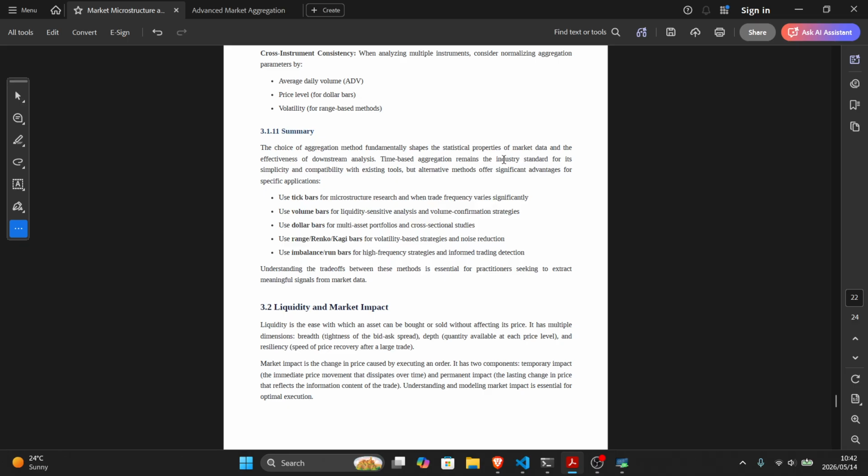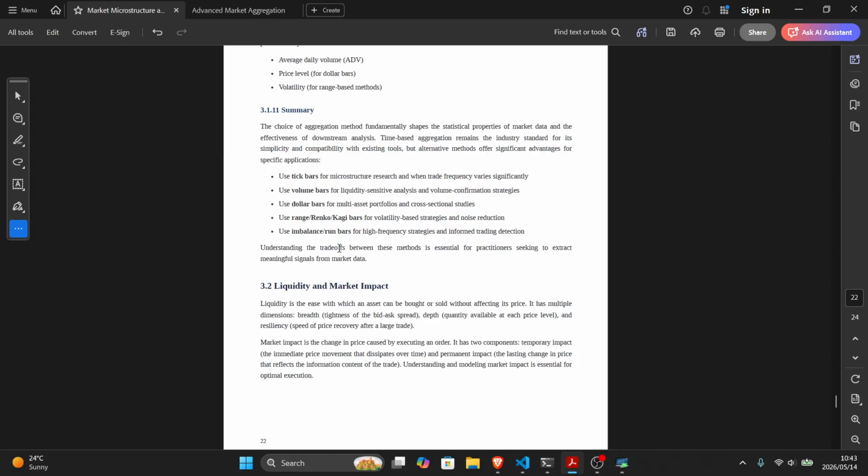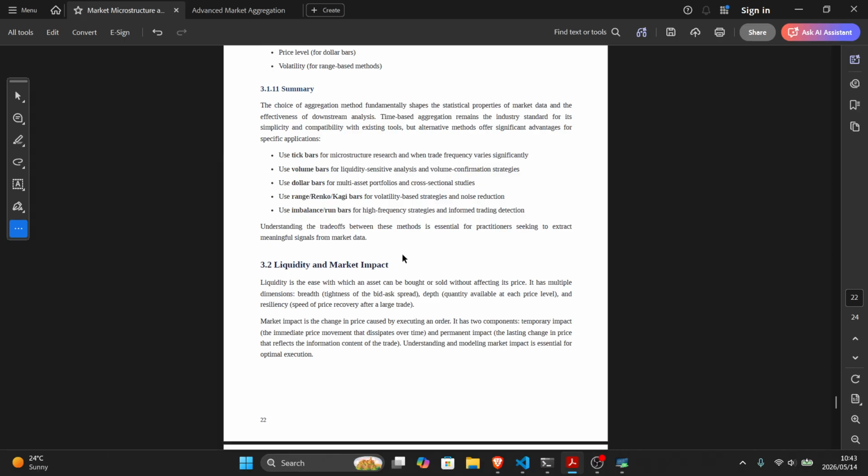Time-based aggregation remains the industry standard for its simplicity and compatibility with existing tools, but alternative methods offer significant advantages for specific applications. Use tick bars for microstructure research and when trade frequency varies significantly. Use volume bars for liquidity-sensitive analysis and volume confirmation strategies. Use dollar bars for multi-asset portfolios and cross-sectional studies. Use range, Renko, Kagi bars for volatility-based strategies and noise reduction. Use imbalance and run bars for high-frequency strategies and informed trading detection. Understanding the trade-offs between these methods is essential for practitioners seeking to extract meaningful signals from market data.